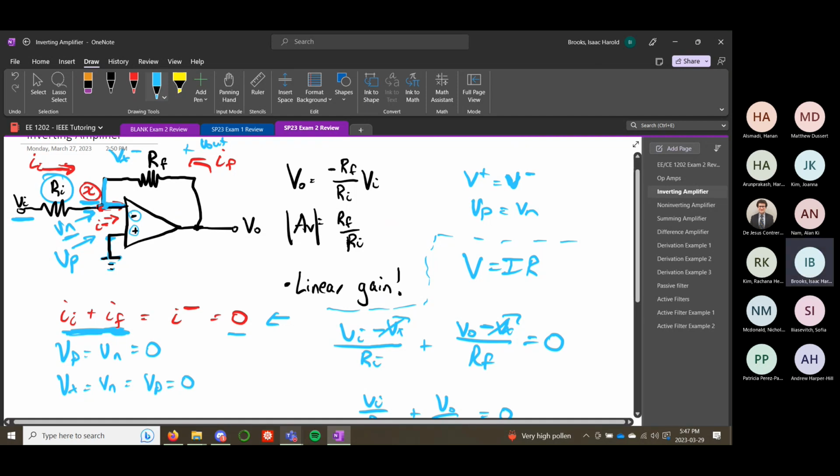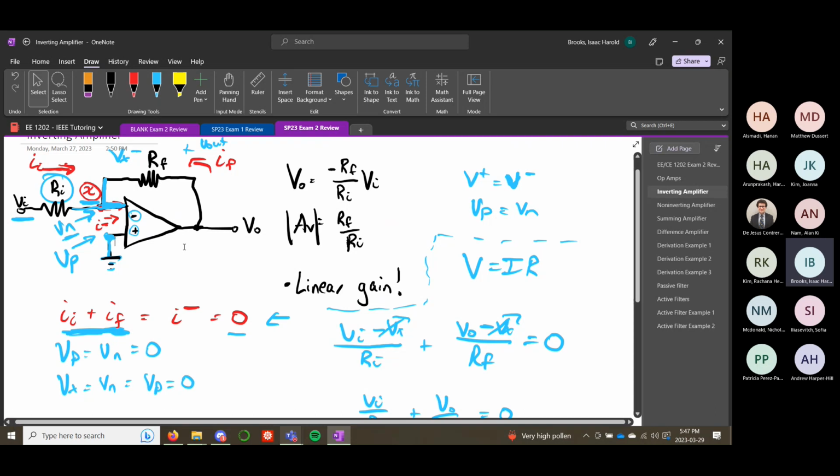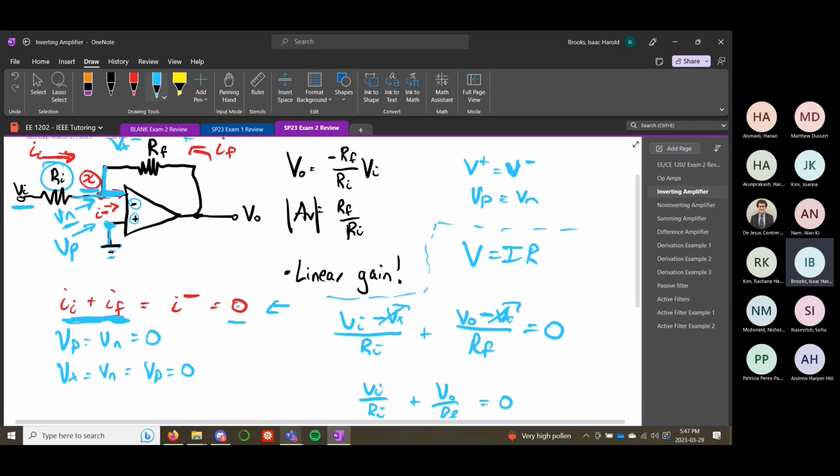And then do KCL at these nodes. And once you do that, you express those currents in terms of the voltages, and you'll usually get to where you want to go. So we'll do a more complicated example. But the one other thing about this amplifier, this is an inverting amplifier, the one other thing I wanted to say is it has linear gain.